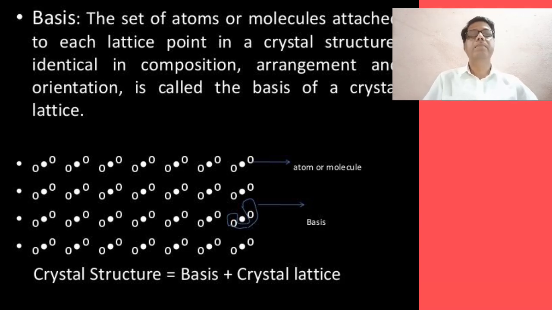It is also termed as the space lattice of a crystal, and the crystal is the result of this, that is simply the lattice points plus basis points, say basis, to give a crystal structure. So this one is about crystal structure, crystal lattice and basis.